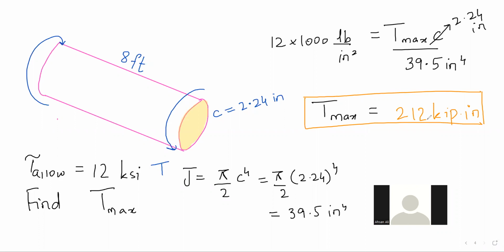Tau means the tau maximum, right? The tau allowable, of course. Allowable means the maximum shear stress that the object can exhibit is 12 kilo-pound per square inch. So of course that corresponds to the maximum torque that you can subject it to. And that also means that we will have to deal with the outer surface, because the maximum shear stress is at the outer surface.